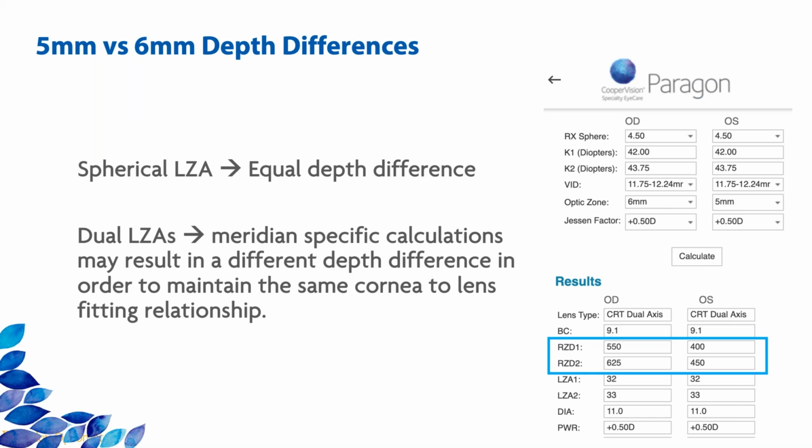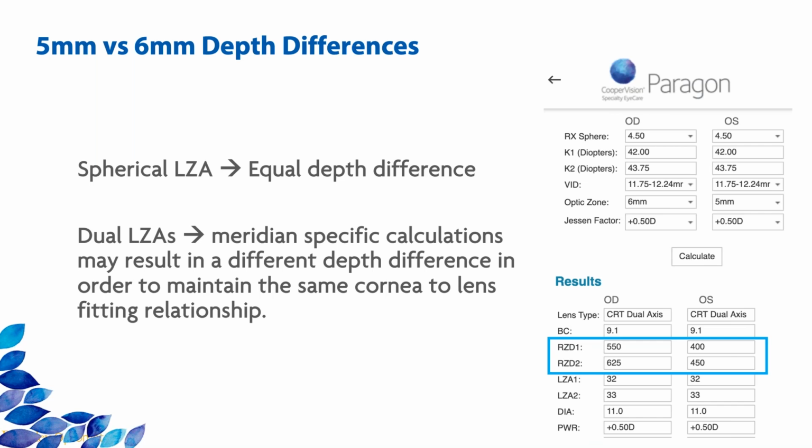And another common question, especially if you're someone who is used to fitting CRT dual axis lenses, is why would my RZD depth difference, or the difference between RZD1 and RZD2, potentially look different between the 6mm OZD design and the 5mm OZD design? If your 6mm lens design had a spherical LZA result, then the depth difference between the 5 and 6mm OZD will be the same. For example, if you had 100 micron RZD depth difference in the 6mm lens design, you should still see 100 micron depth difference in the 5mm lens design.